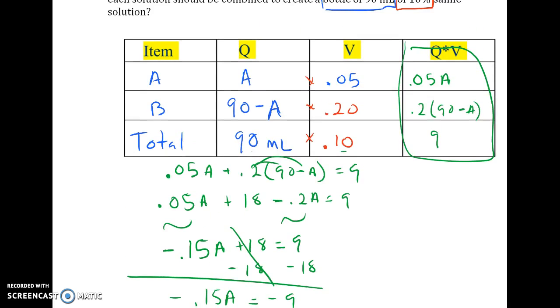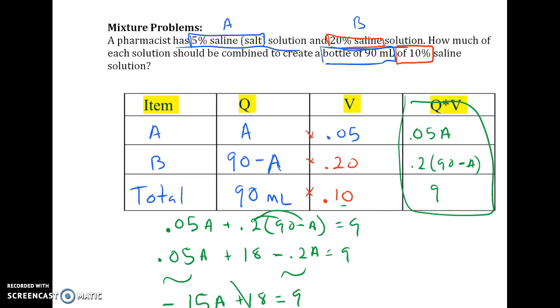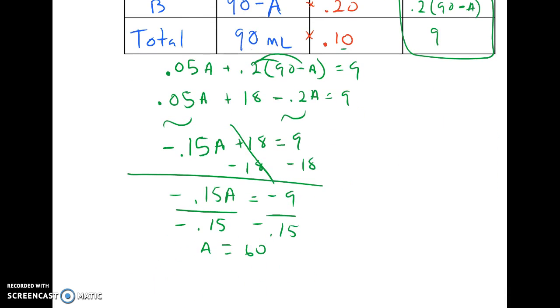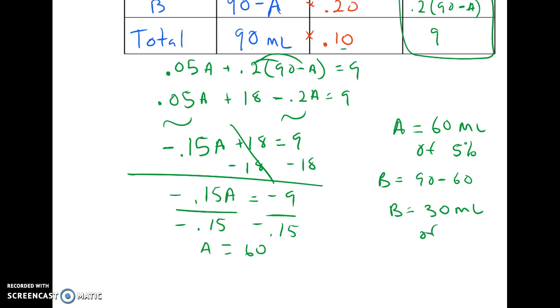What is A again? A represents the 5% saline solution. So we would need 60. So A is equal to 60 milliliters of the 5% saline solution. And then to figure out solution B, all we have to do is go 90 minus 60. So B is equal to 30 milliliters of the 20%.